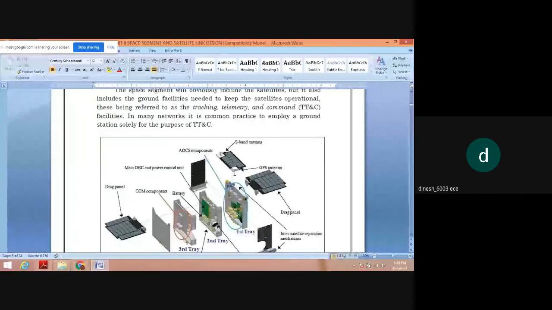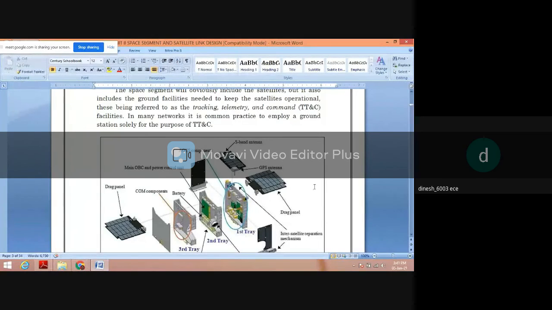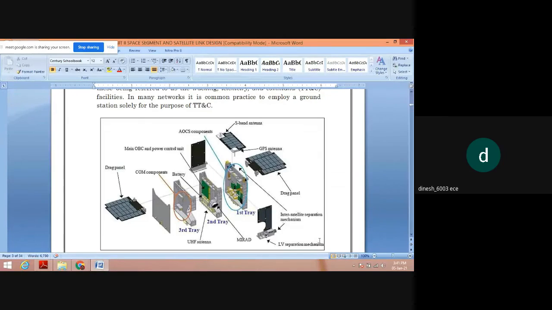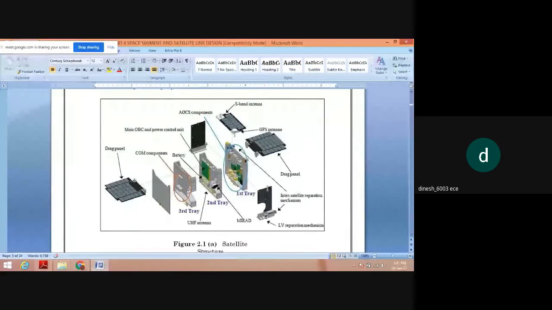Then we have again the drag panel, which is a solar panel. So we have a covering, LV separation mechanism. Then we have inter-satellite separation mechanism. Okay. So this is your satellite structure.